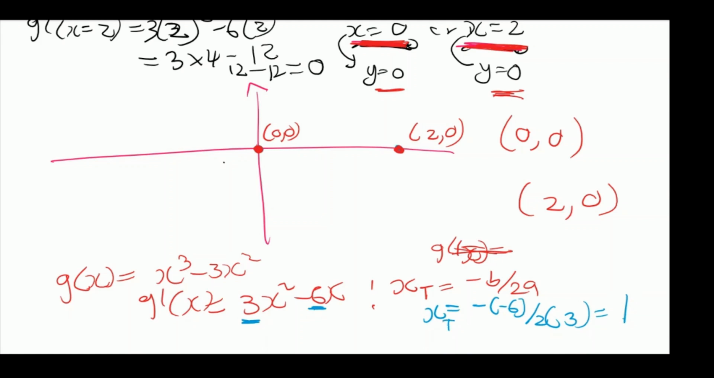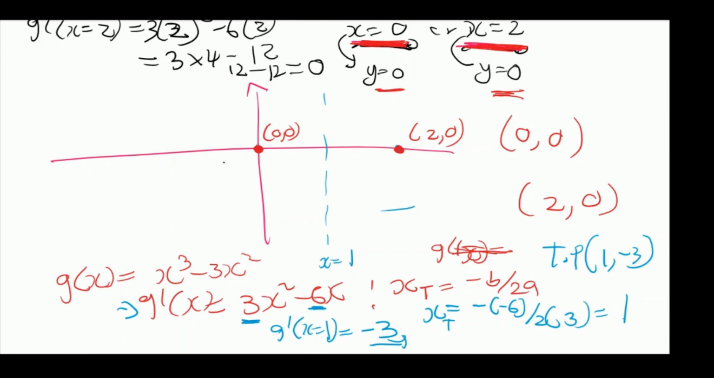When you substitute that x value into this function here, g prime of x equals to 1, you should get a y value of minus 3. So your turning point of this function is 1 and minus 3. We need to indicate them here. So when x is equal to 1, our y value is minus 3. This would be the turning point of the function. Then we draw it, so it's going to look something like this.